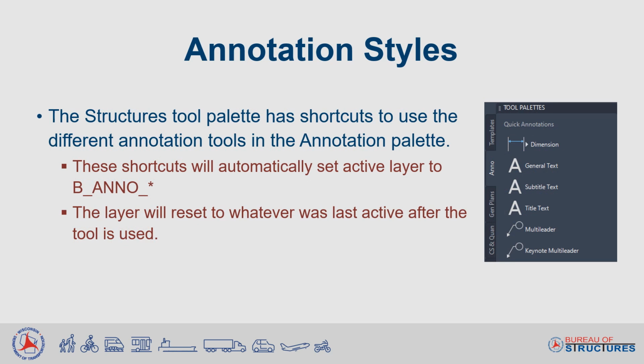The Structures tool palette has shortcuts to use the different annotation tools in the annotation palette. You saw me using the General Text tool in the previous demo. These shortcuts will automatically set the active layer to a layer that starts with B anno. The layer will reset to whatever was last active after the tool is used.